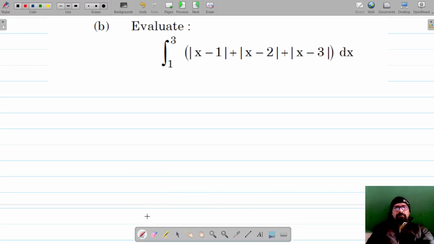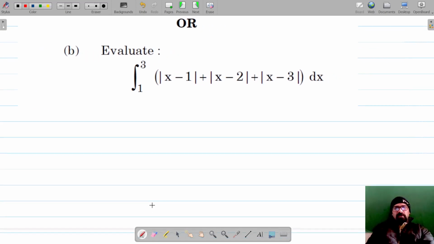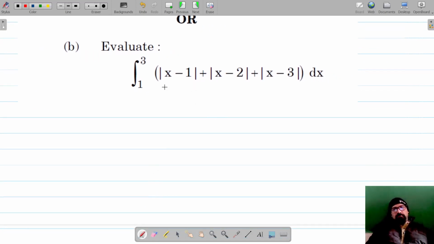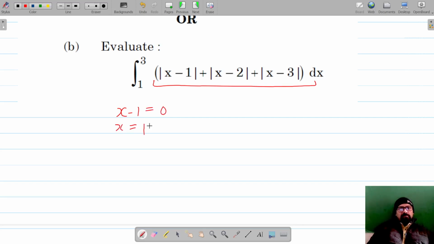Okay, for part B, we have to evaluate this definite integral with the function that is the modulus function. So let's try to simplify this function first and try to get it within the limits. If I set x minus 1 equal to 0, that gives me x equals 1. The next modulus function is x minus 2; setting it to 0 gives x equals 2, and x minus 3 equal to 0 gives x equals 3.